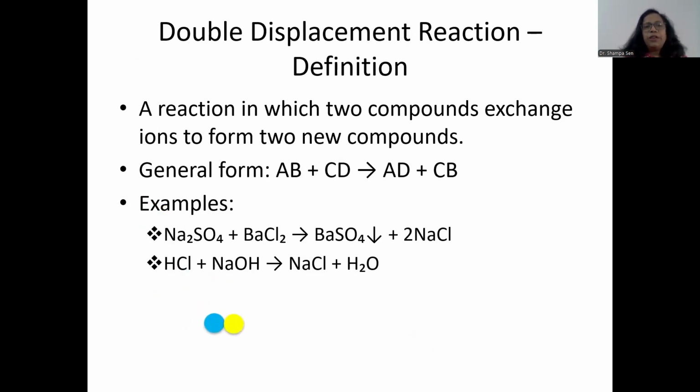Then double displacement reaction, a reaction in which two compounds exchange ions to form two new compounds. General form AB plus CD giving rise to AD plus CB. Here B is replacing D and D is replacing B, right? So sodium sulfate plus barium chloride is giving rise to barium sulfate plus sodium chloride and it's a precipitation reaction. That's why that down arrow is given. Then HCl plus NaOH giving rise to NaCl plus H2O.